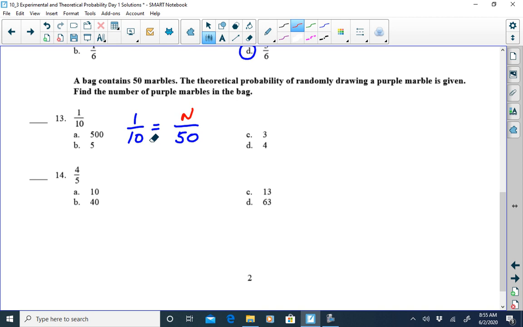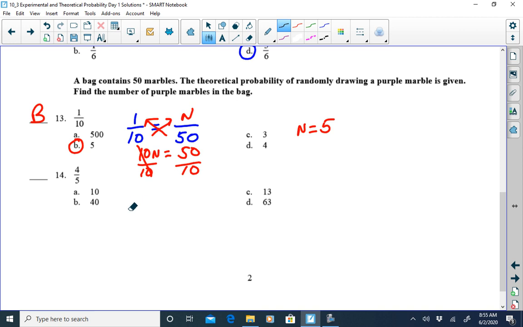We know how to cross multiply and divide, right? So we cross multiply, right? We'd get 10n is equal to 50, and then we would divide both sides by 10, and we would get n is equal to 5, right? N is equal to 5, and that would be answer B for number 13. Or you could just say 1 over 10 is equal to 5 out of 50.